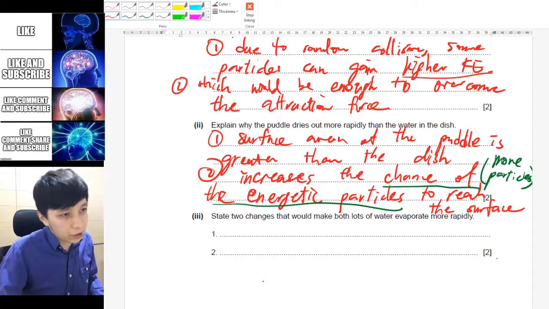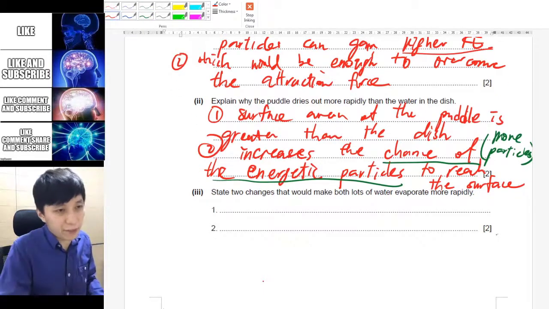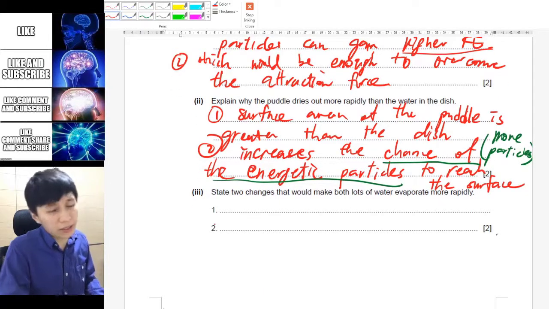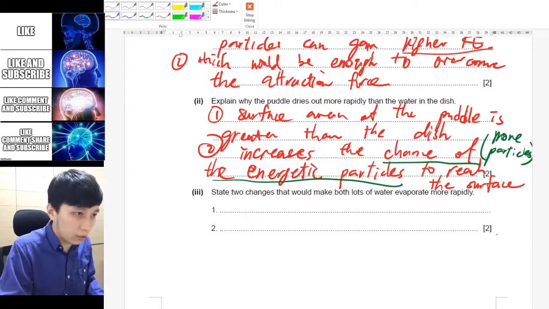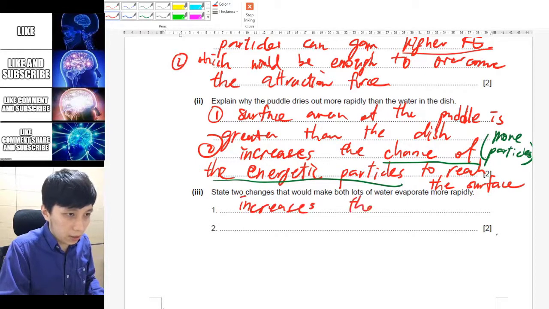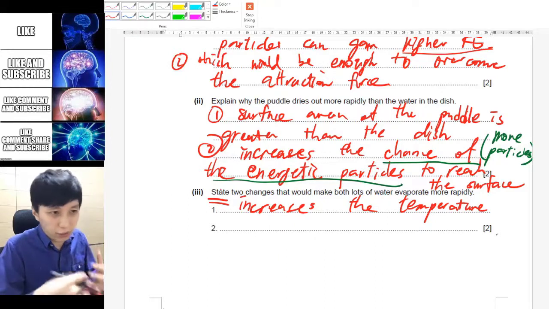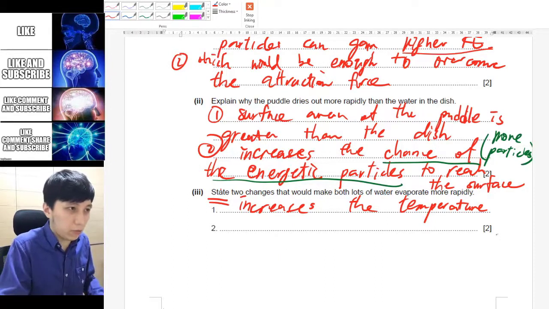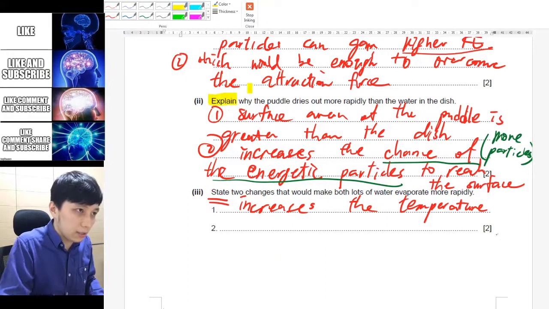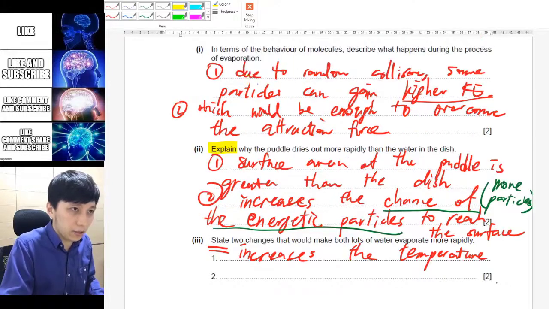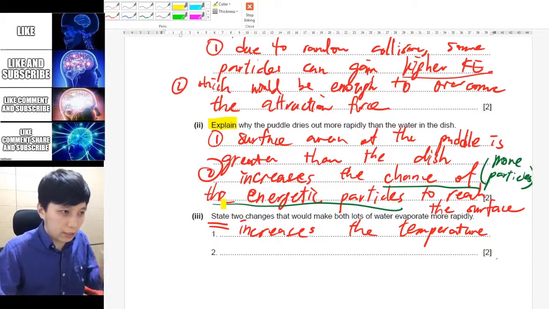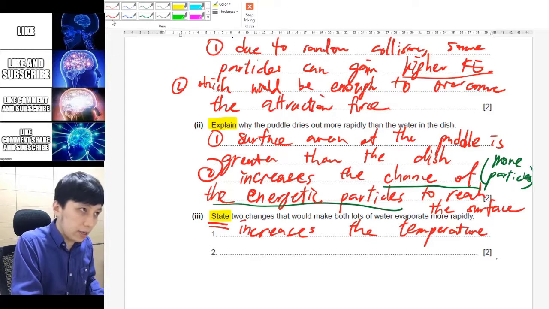Number 3, state 2 changes that would make the rate of evaporation more rapid. That's basically the factors that we mentioned earlier. So you can say increase the temperature. Notice that here I just state, so you don't have to explain why. No need to explain why. Earlier this was explained, and here it is stated. So you have to look at the command word carefully.